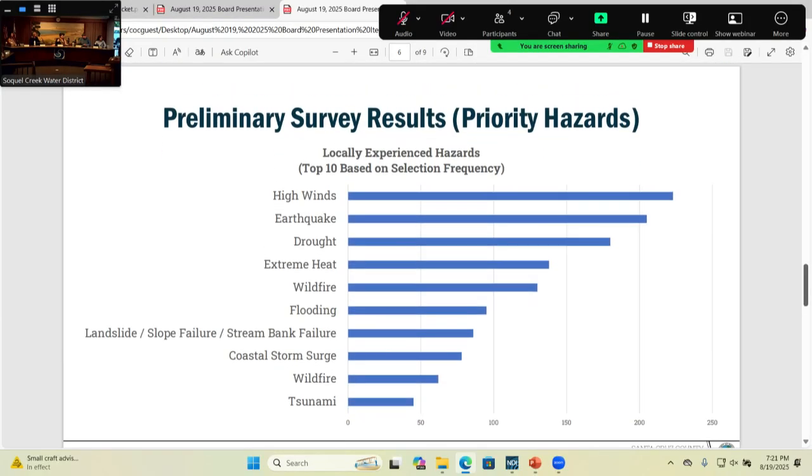Building off those identified hazards, going through the public surveying process, the consultants use this data to further hone in on what the community feels are their priority hazards. This is reflective of survey results of what hazards people have actually experienced in the county, or are most concerned with. High winds, earthquakes, and drought are high up on the list, followed closely by extreme heat, wildfire, and flooding. You can go down the list, but this further tailors the plan to the concerns of the community. Next slide.